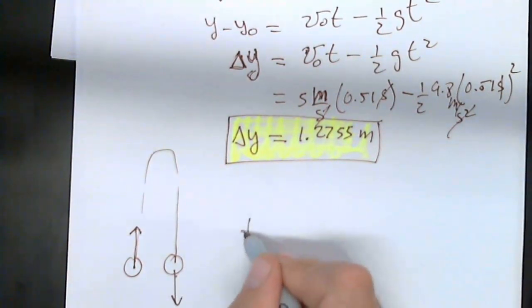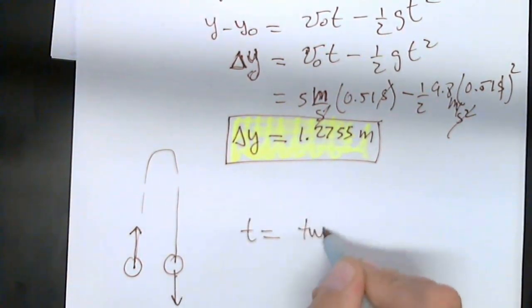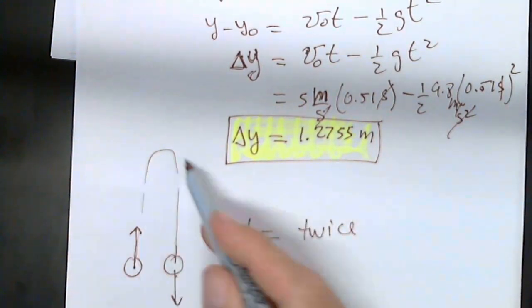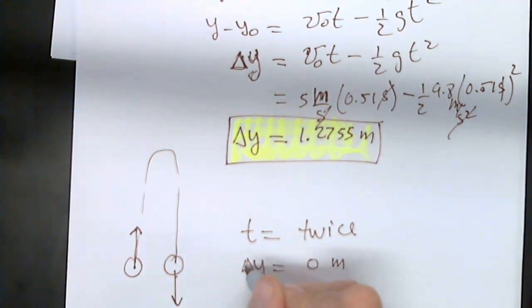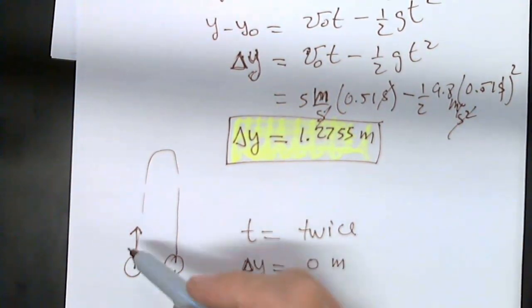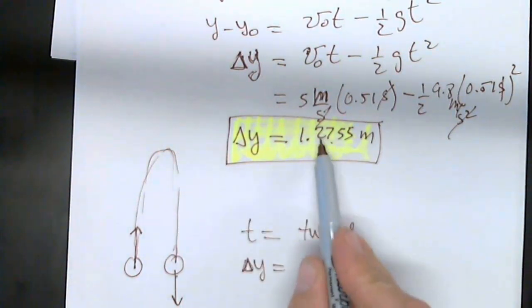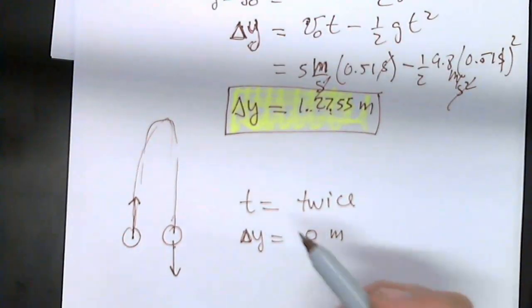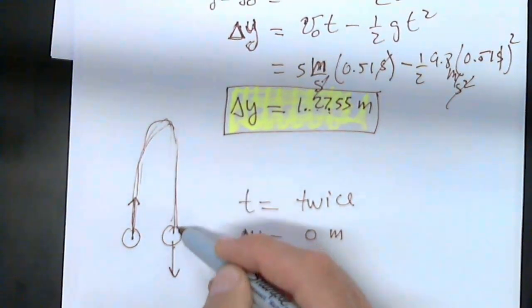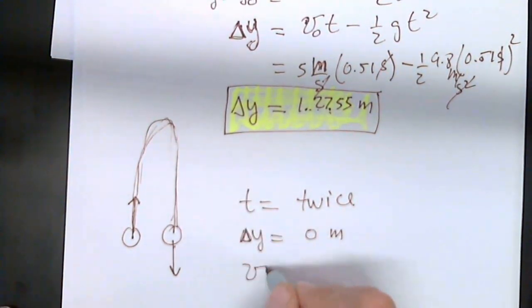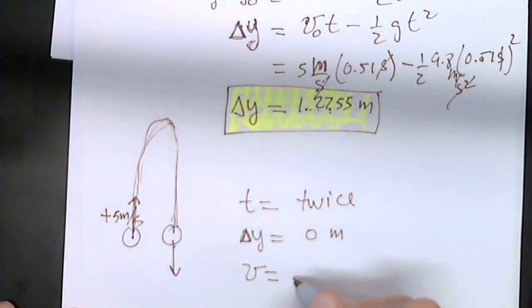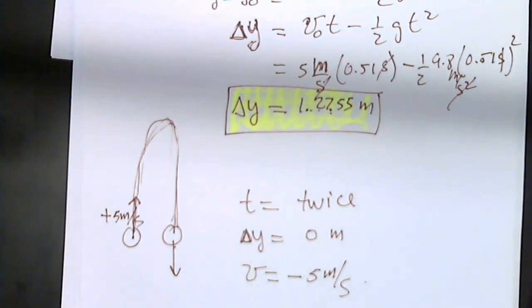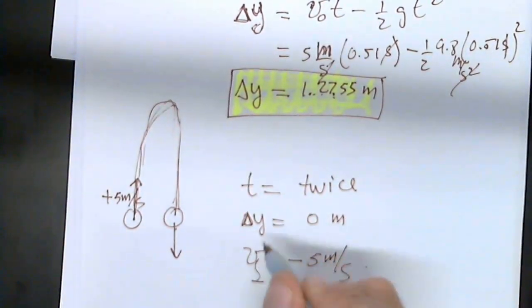The time is twice. The displacement is 0 because it's back where it was. The distance traveled is twice 1.27, this path over here. And the velocity, if this is plus 5 meters per second, the velocity is negative 5 meters per second. It's very interesting to prove that out.